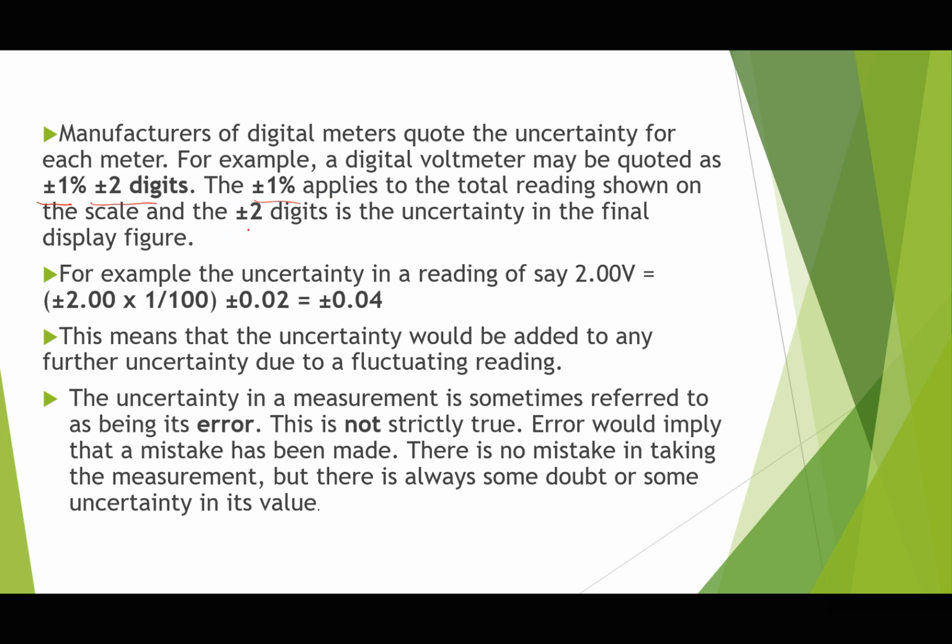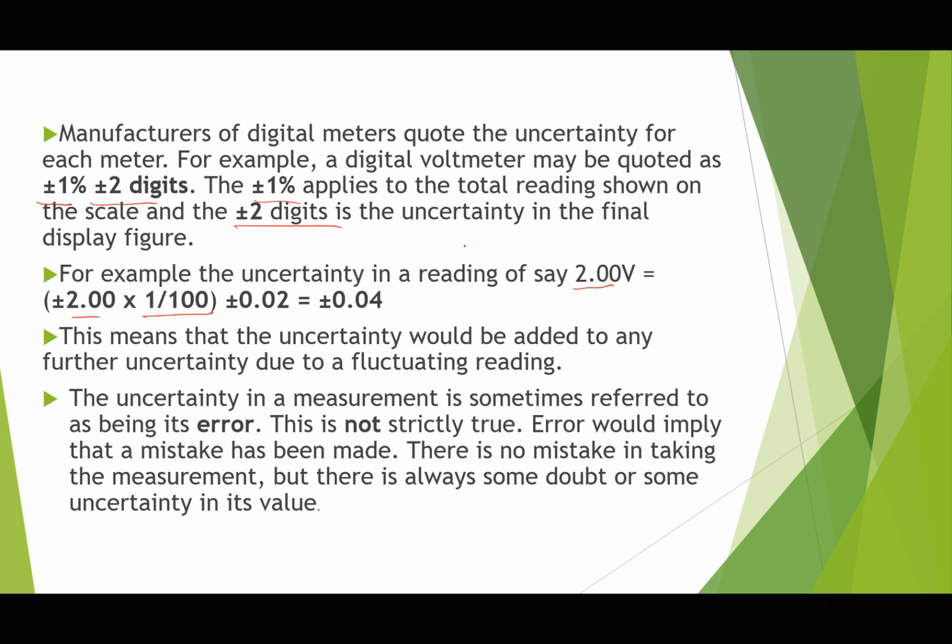And then the plus or minus 2 digits is going to be the uncertainty in the final display of the figure. I gave an example. We have a meter reading 2.00 volts. It means for the first uncertainty, plus or minus 1%, we change this from percentage to be 1 over 100 times 2. But then there is another uncertainty, which is plus or minus 2 digits, and we said this is the uncertainty in the final display of the figure.